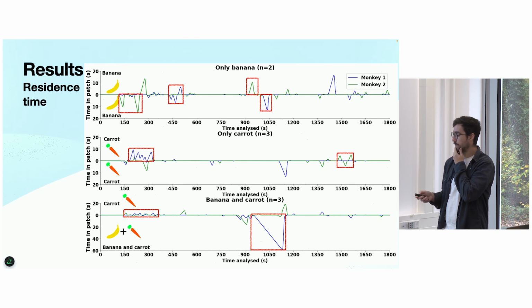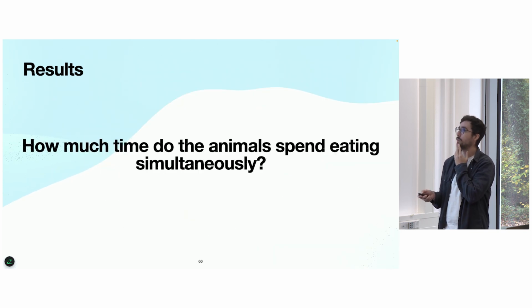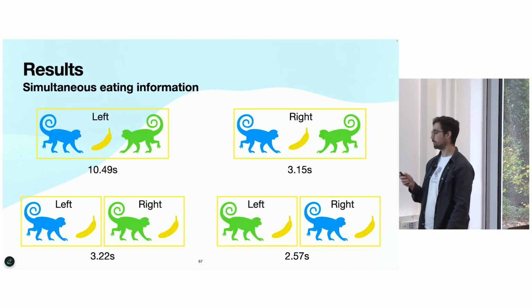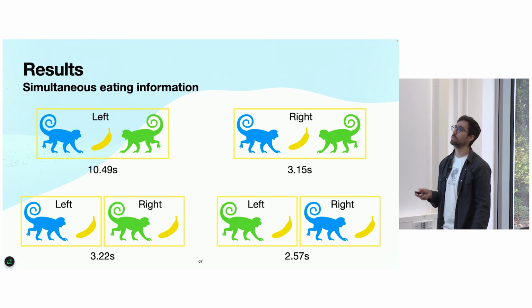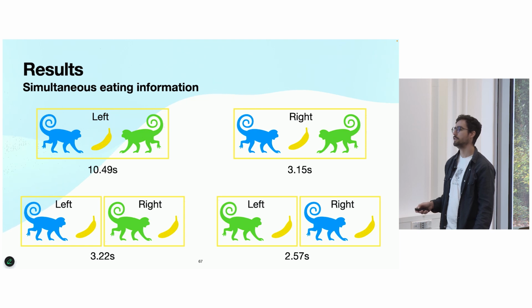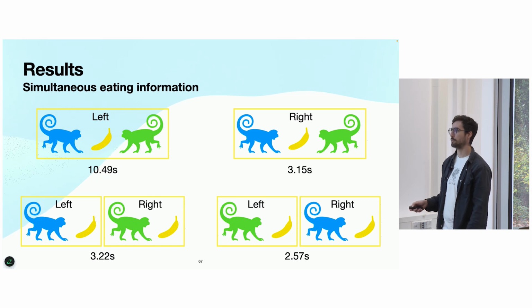And with that, we can see how much time the animals spend eating simultaneously. In other words, at the same time, all right? So we see that when we present only banana, the marmosets spend on average 10 seconds eating together at the patch on the left, and at the patch on the right, on average 3 seconds. And when monkey number 1 is on the left and monkey number 2 is on the right, we can see only 3 seconds on average, and here the opposite way, only about 3 seconds as well.